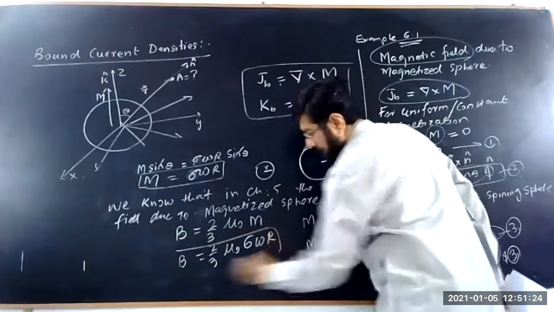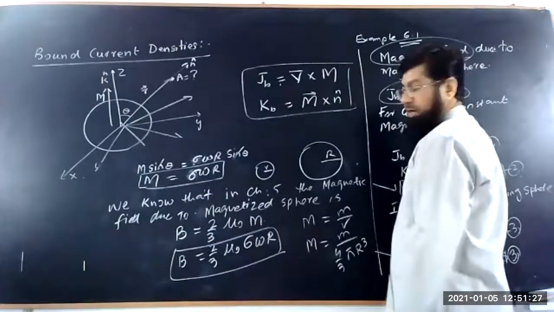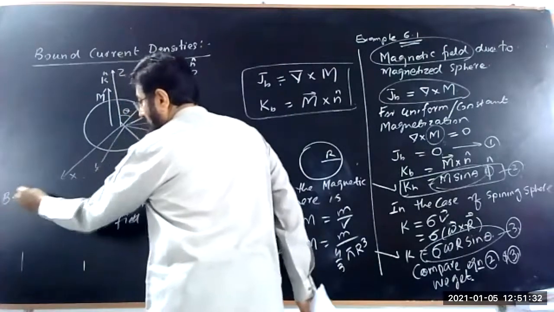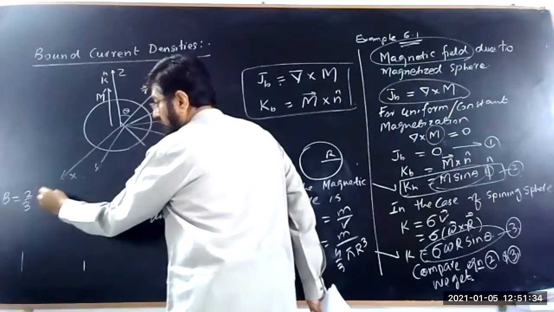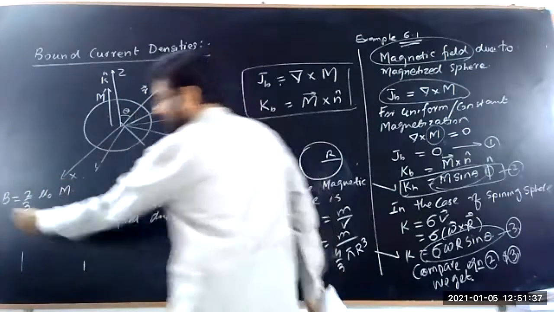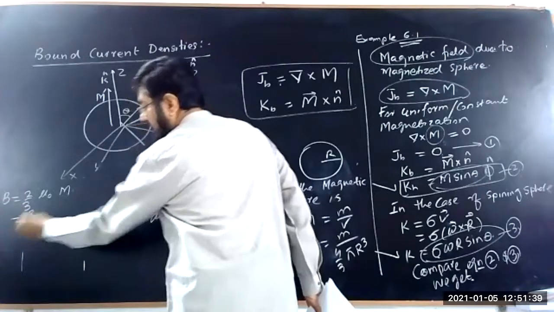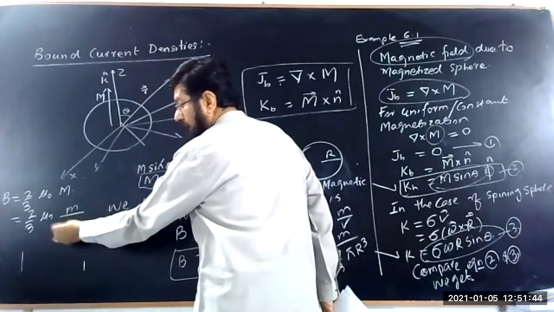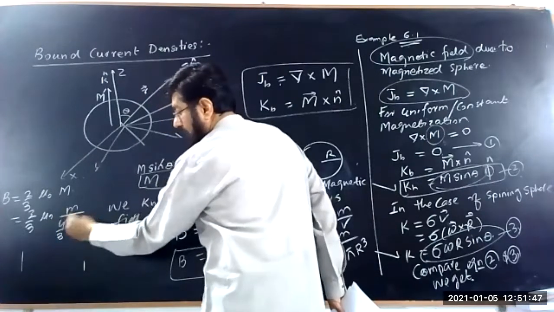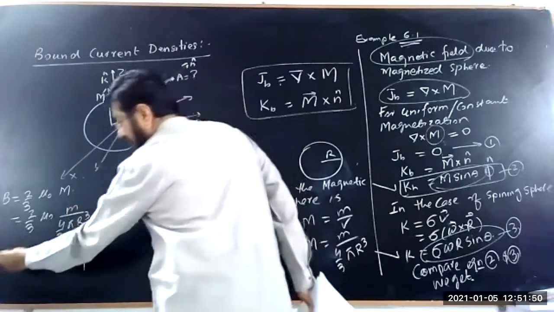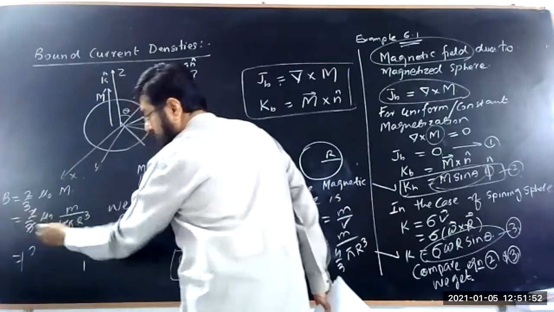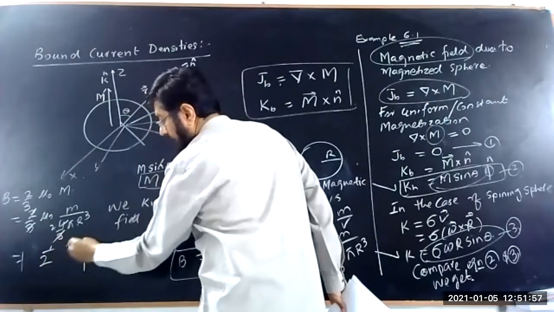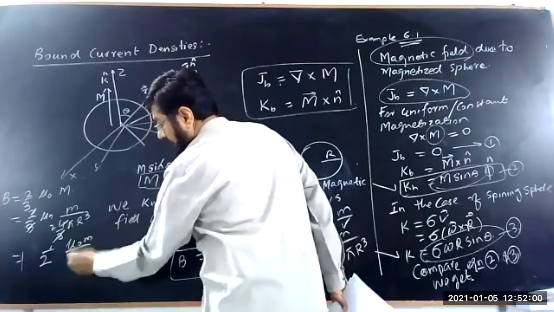This is the magnetic field. This can be rewritten as B is equal to 2 upon 3 mu naught times M. M is the magnetic dipole moment per unit volume, and the volume is 4 upon 3 pi r cubed. So here the 3 cancels, the 2 cancels, and this is equal to 1 upon 2 mu naught times m upon pi r cubed.